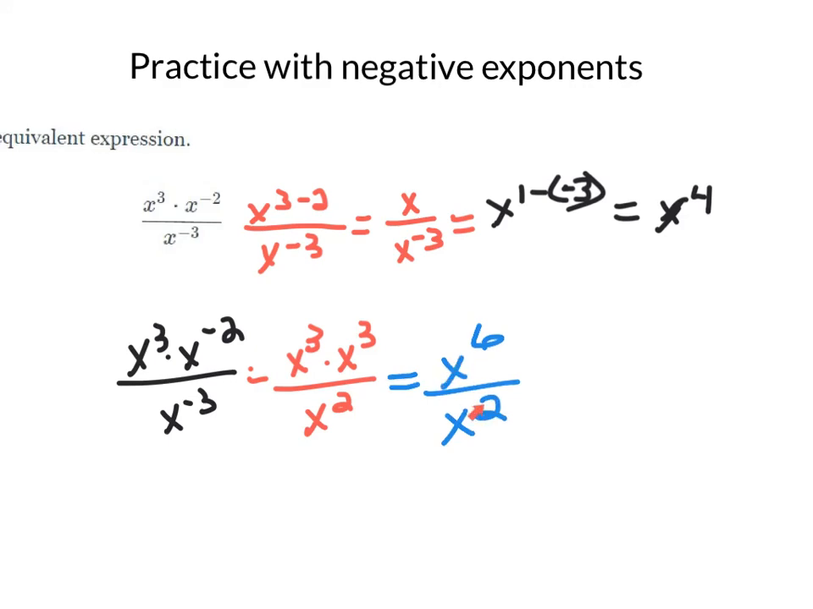And then when you divide exponents, you subtract. 6 minus 2 is 4. So that's going to end up being x to the 4th. Again, same answer, just a different way to solve it.